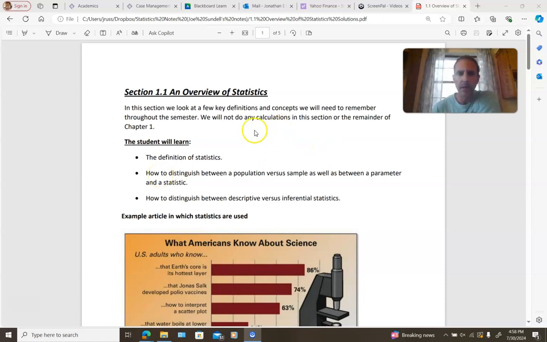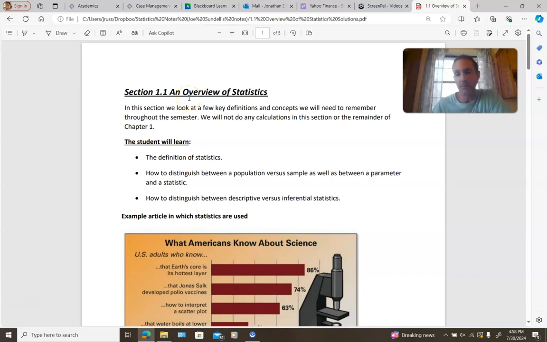Alright guys, welcome back. We're going to start the first section. And this first section, as you can see, is entitled An Overview of Statistics. So a lot of the first chapter, guys, is going to be going over some terminology that we're going to use throughout the course. And that's what we're going to see in this first section.